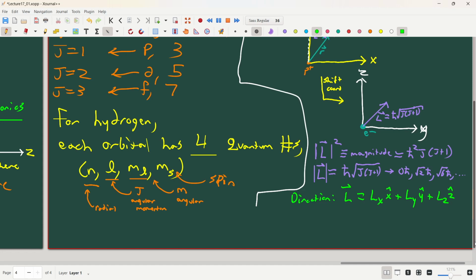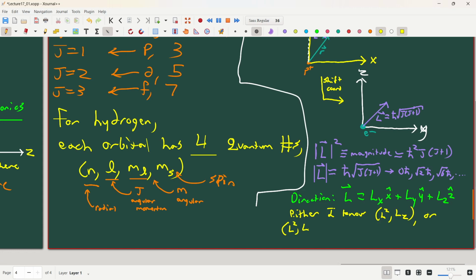So either I know L squared and Lz, or L squared and Lx, or L squared and Ly. I can pick one of those pairs, and that's my only option. So I can only know its direction along one of the axes.